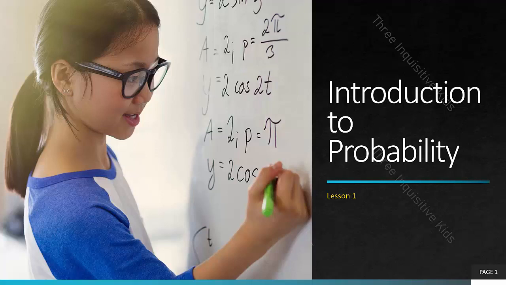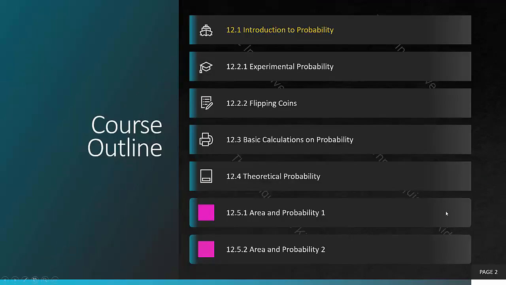We're going to be finishing up our 7th grade math lessons with a last chapter all about statistics and probability. So this lesson is going to be Introduction to Probability. Here's our course outline for this unit. As you can see, we've just begun. In our next lessons, we're going to be talking about all the different types of probability and the types of problems that you will see with probability.